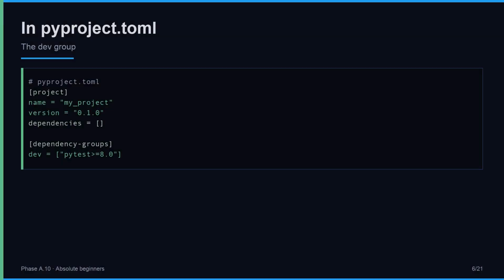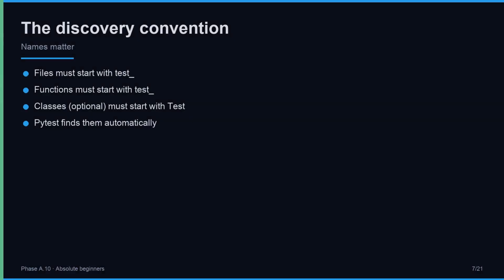Here is what pyproject.toml looks like after you add pytest. Notice the dependency-groups section. The dev group contains pytest greater than or equal to version 8. This is separate from the project dependencies array, which holds runtime libraries your app needs to actually run. Pytest is a development tool, it never ships to your end users, so it stays in dev. uv knows the difference and respects it. Dev, not runtime.